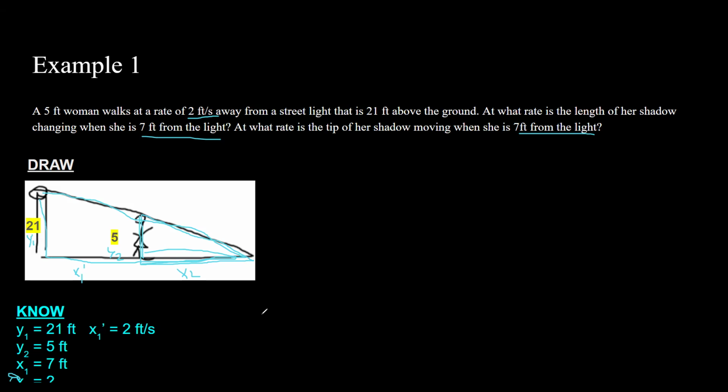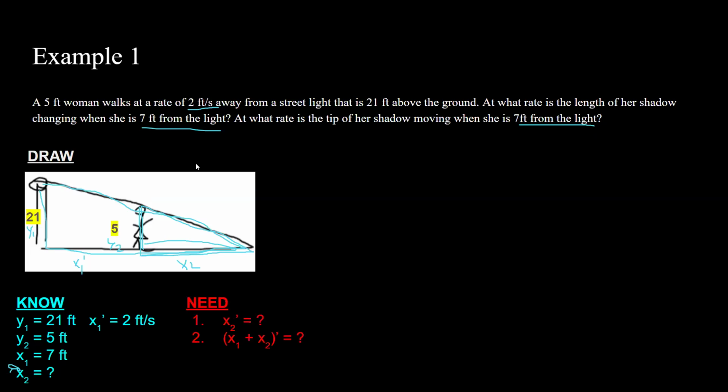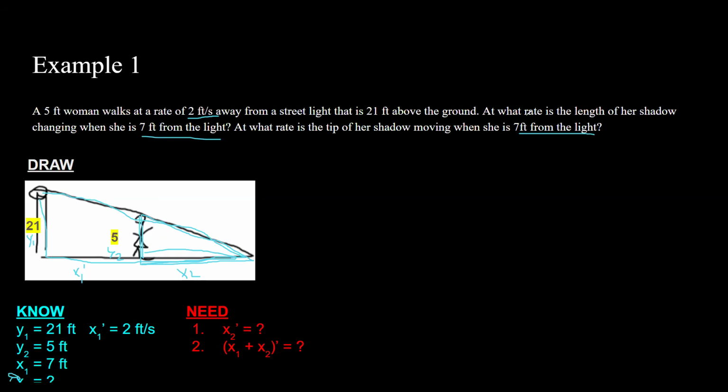Now let's write what we need to find. Well, the first part of the question is asking the length. And by the way, of the four problems, this is the hardest one in my opinion, so I don't know why I did it first. Sorry about that. But what rate is the length of her shadow changing? The length of her shadow is just this x2 part right here. That's the length of her shadow and the rate of change of it, so x2 prime.